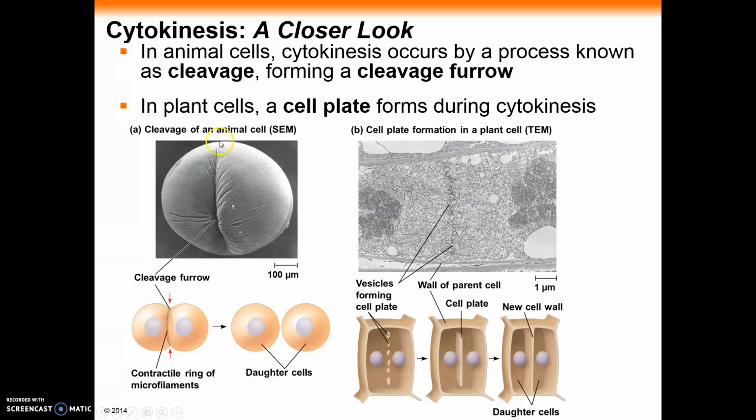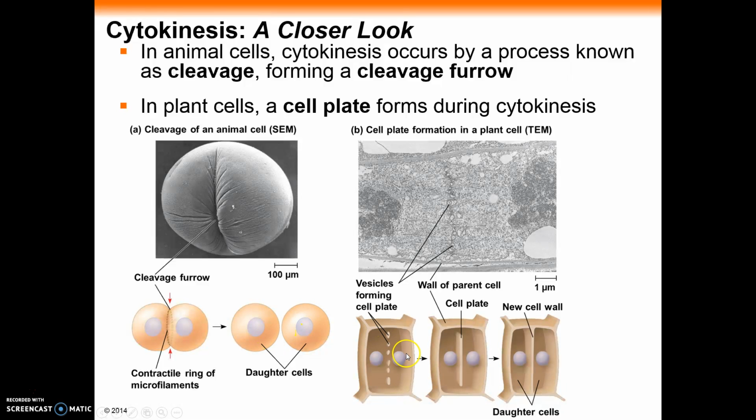So cytokinesis, this forming of this cleavage furrow here, again, this is achieved through a ring of microfilaments that is contracted against using a process very similar to our muscles contracting until we get two separate daughter cells.